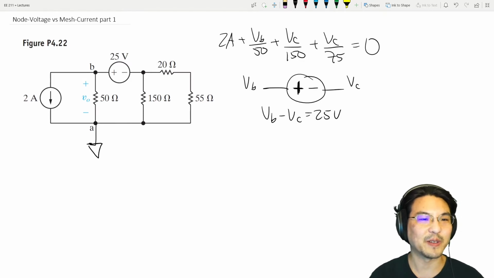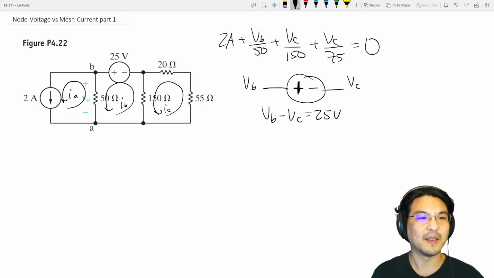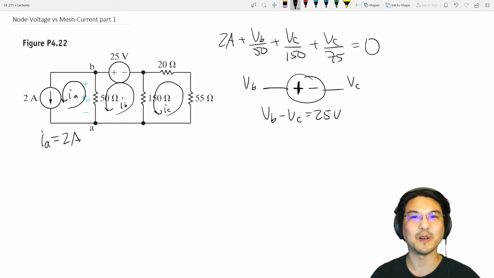Now let's say we want to try the mesh current method. Okay, so let me just draw some mesh currents. Okay, and I kind of drew it like that because I was looking at right here. That means mesh current IA is 2 amps. So we already solved that mesh current. That was easy. So now we only have two more unknowns.